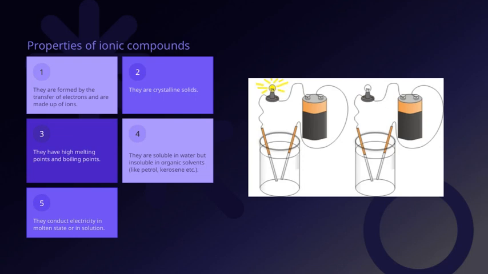Now, let's talk about some key properties of ionic compounds. First, they conduct electricity when in a molten state or when dissolved in water. This is because, in these conditions, the ions are free to move around, allowing electric current to pass through. Second, ionic compounds are soluble in water, but generally insoluble in organic solvents like petrol or kerosene. This difference in solubility is due to the strong ionic bonds that water can weaken, but organic solvents cannot.